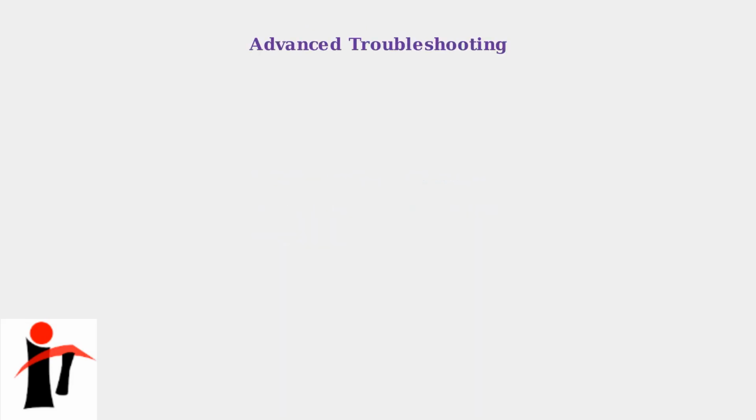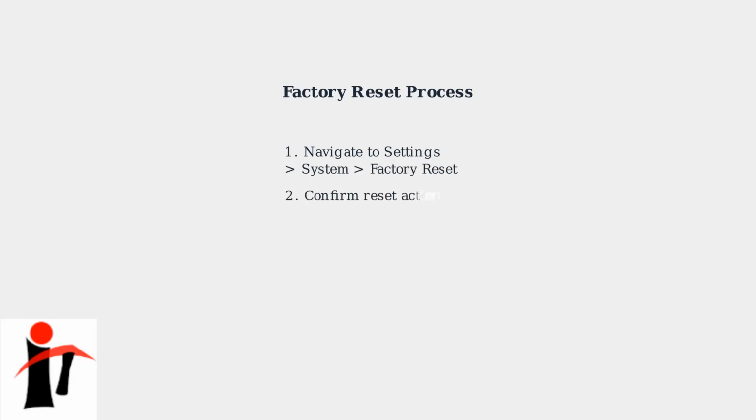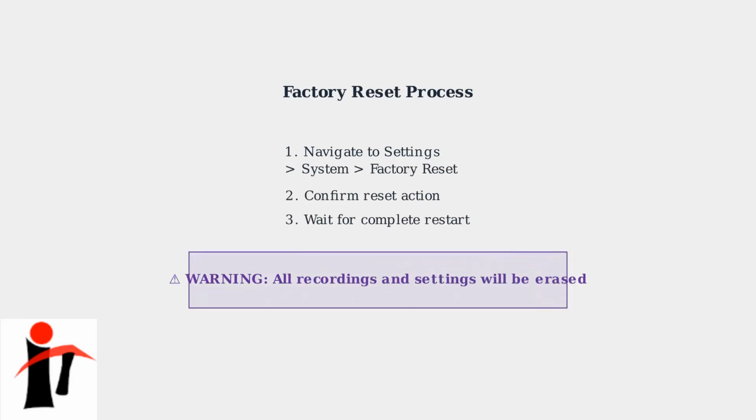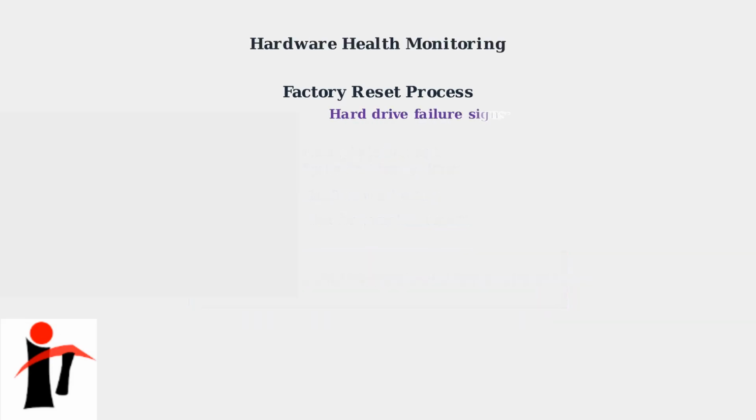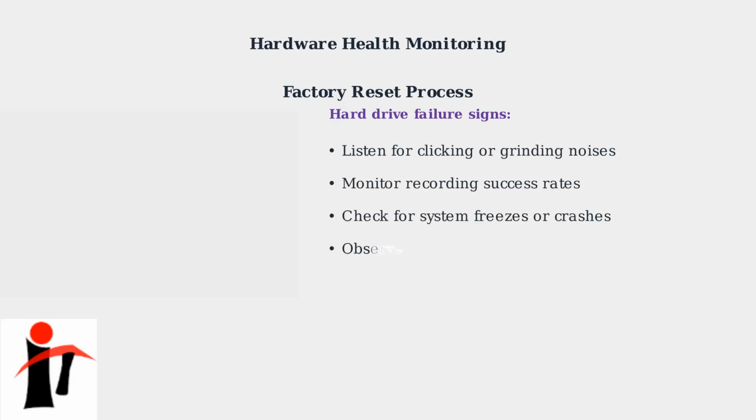When basic troubleshooting steps don't resolve your YouView recording issues, it's time to explore more advanced solutions that can address deeper system problems. A factory reset is the most comprehensive solution for persistent software issues. This process will restore your YouView box to its original state, but remember that all your recordings and custom settings will be permanently deleted.